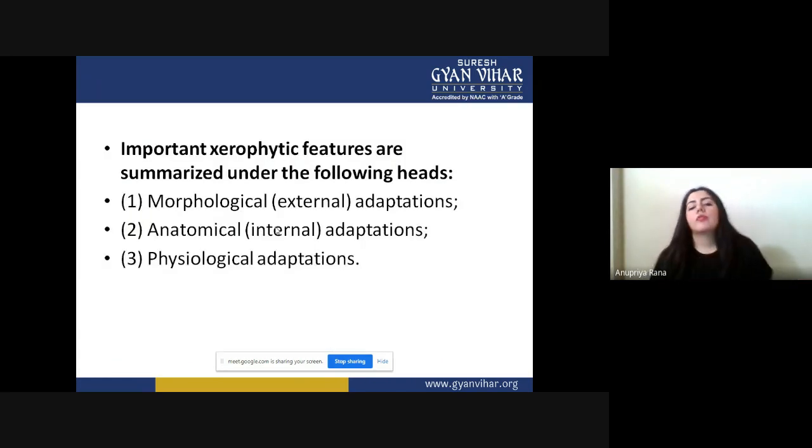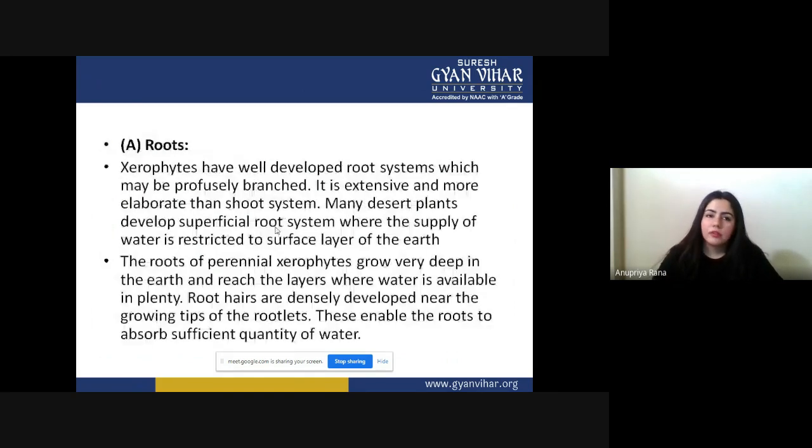Now we have to see how they use these anatomical, morphological or physiological features to grow in xeric conditions. So basically we have to see their adaptation quality, how they can adapt themselves for living in this kind of harsh situation.